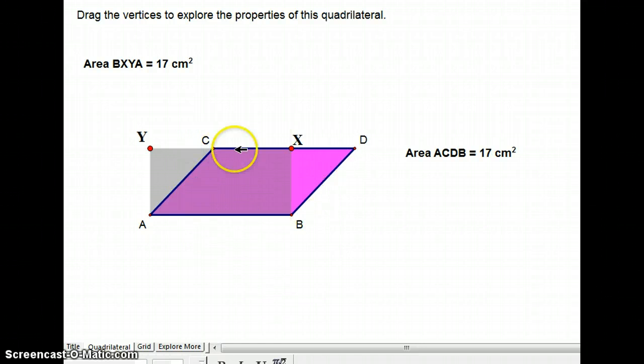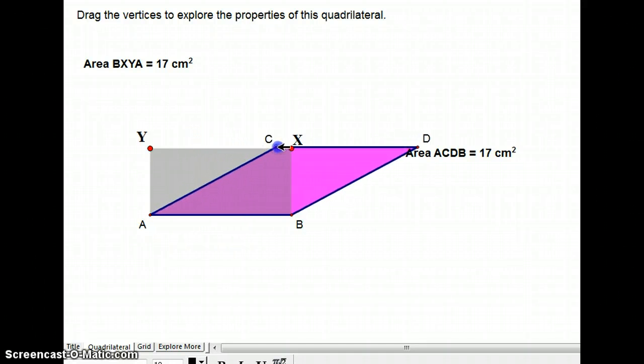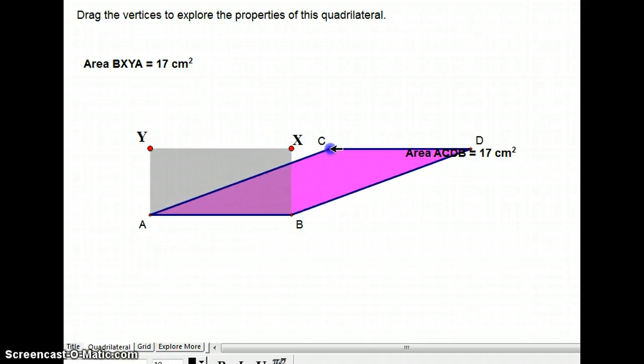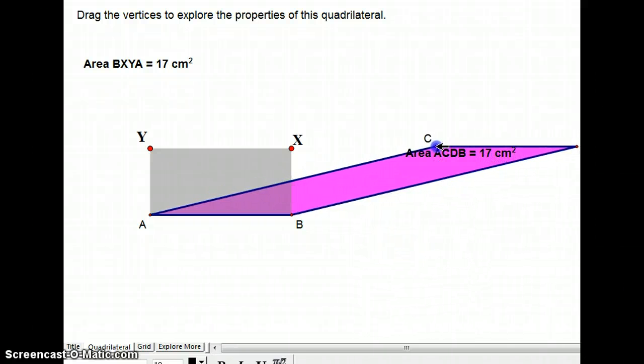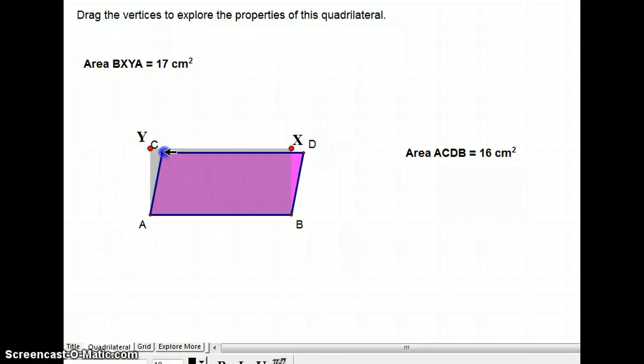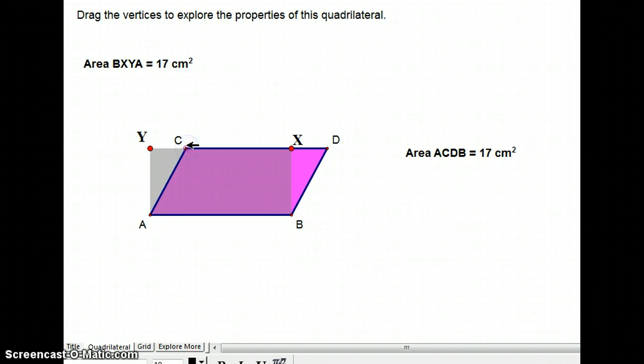The area of a parallelogram is the same as a rectangle that has the same base and the same perpendicular height. So it doesn't matter how far down the line I move this. This is still 17. I can even move it off over there. It's still 17. No matter how far I move it, if it's the right height, it should be 17.